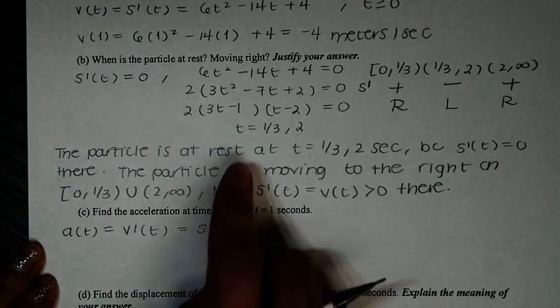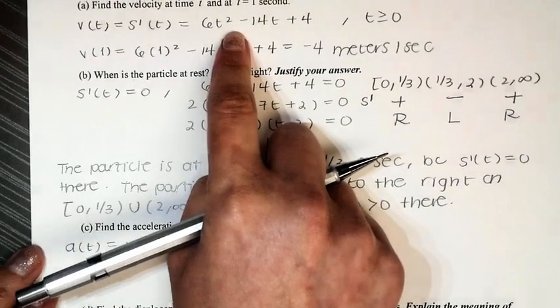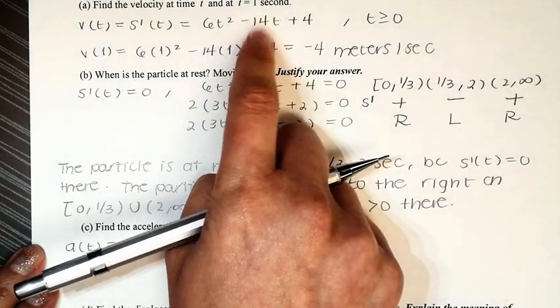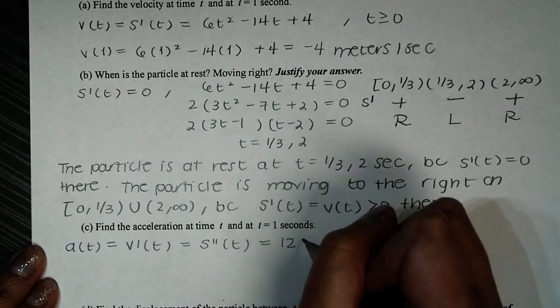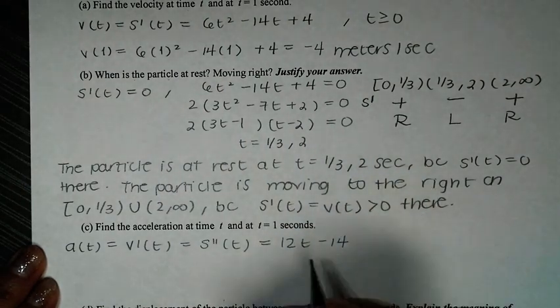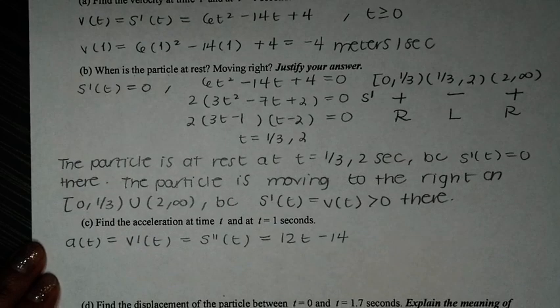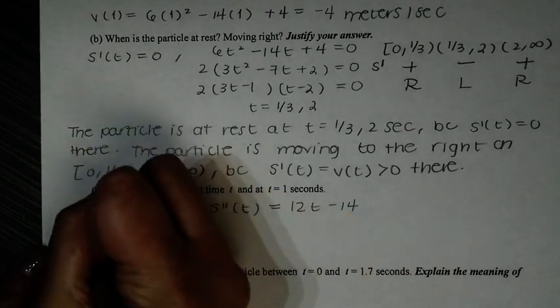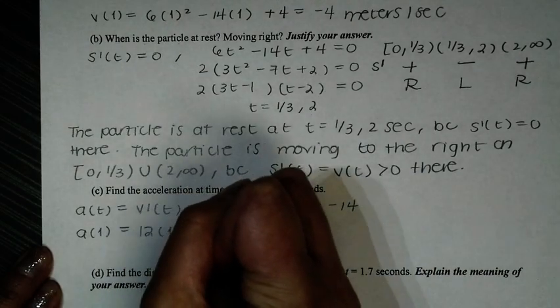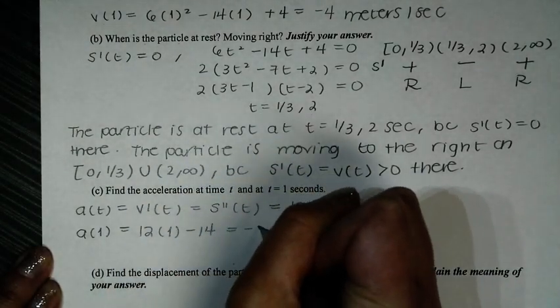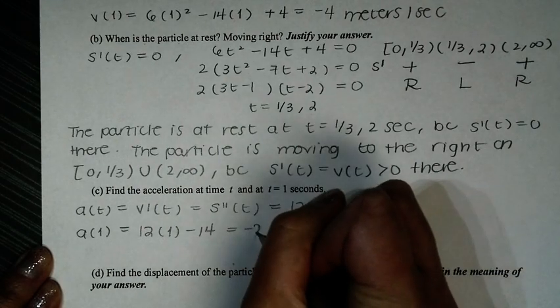Okay, so you can see that here you have the derivative. So we're going to take the derivative of the derivative. What's going to be that derivative? You know that it's going to be 12t minus 14. So this is your acceleration expression, and then at 1 you just replace the t for the 1, having 12 times 1 minus 14, which you know is going to be negative 2.